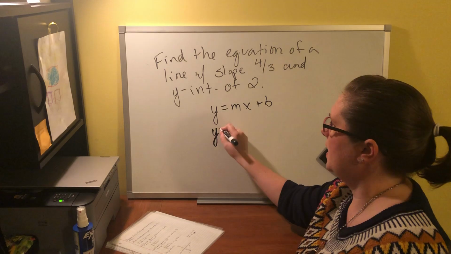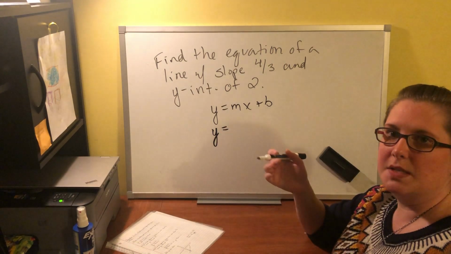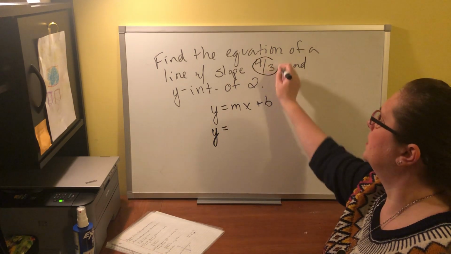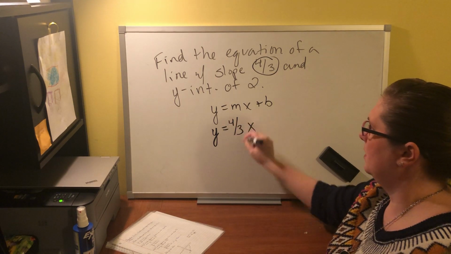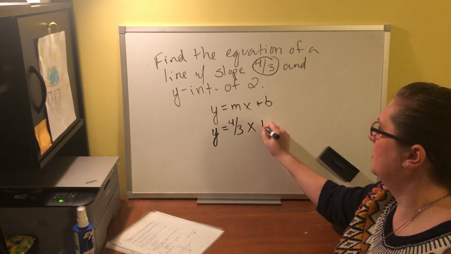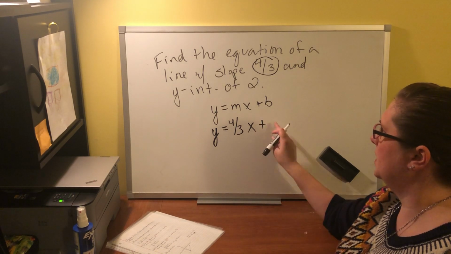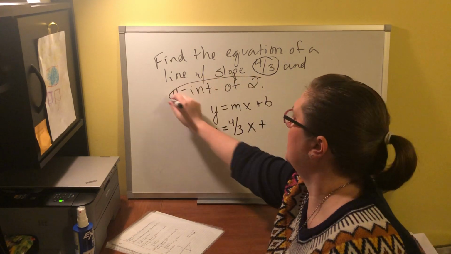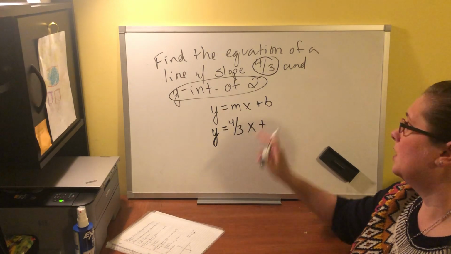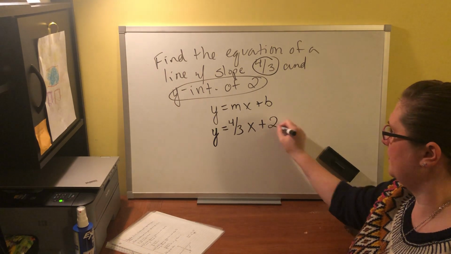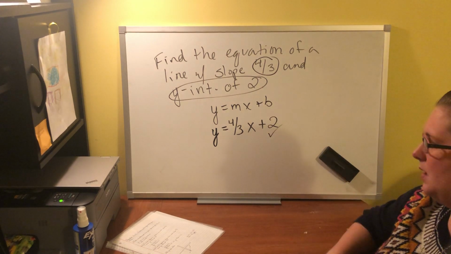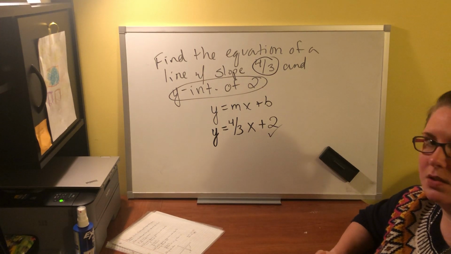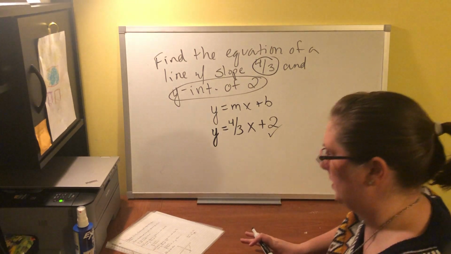So we know that the y equals stays. M is slope. Slope is 4/3. Plug that in. Variable stays. We have our addition. It stays. Y-intercept is 2. Y-intercept is b. So y equals 4/3 x plus 2. That's it. That's your answer there. So that's all you have to do for those types of problems.